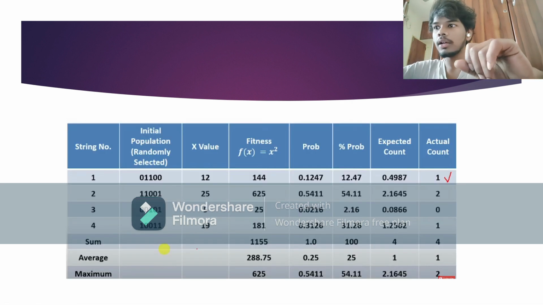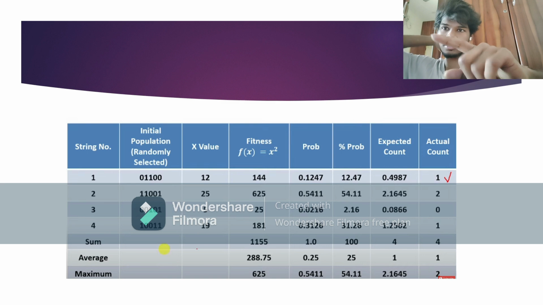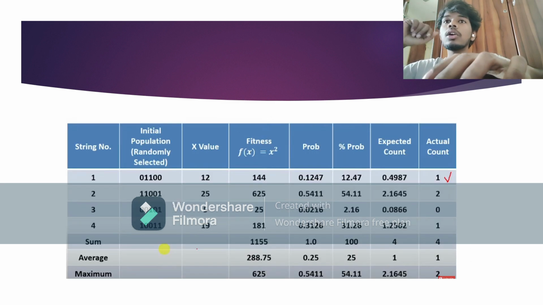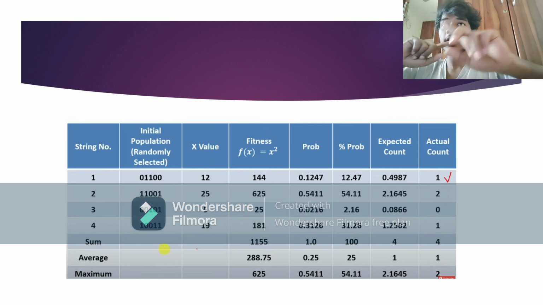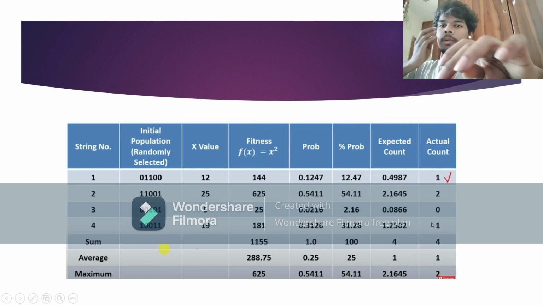Then we have to find the actual count, which is equal to 1 2 0 1. So for the next iteration we have to find the crossover point in the mating pool. So the actual count of the first is 1, the second has 2, the third has 0, and the fourth has 1. So we take 1 and 2, but we should not take 3 because it has 0. Then we take 4, which is 1. Then we will move to the next table.